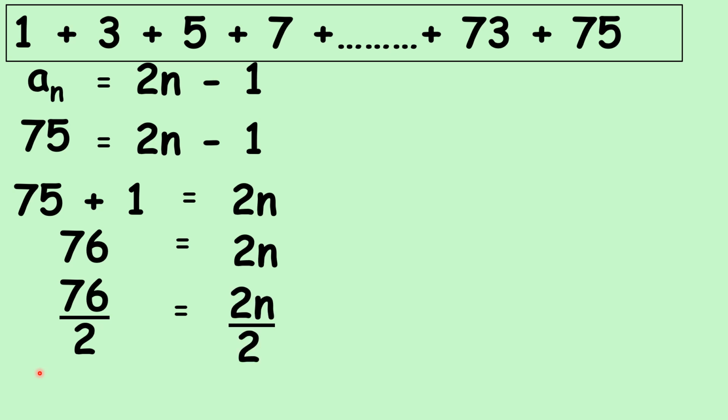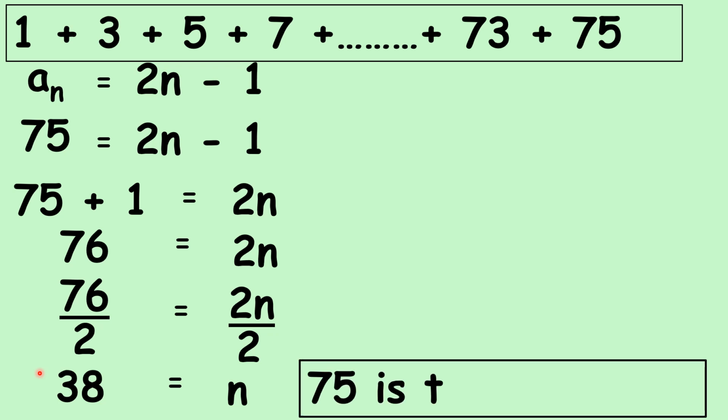So we divide both sides by 2 in order to solve for n. So 2 cancels 2 on the right-hand side, we're left with n. 76 divided by 2 is 38. So n is 38. Therefore, 75 is the 38th term in this particular arithmetic progression.